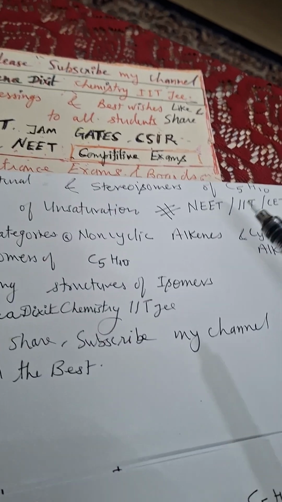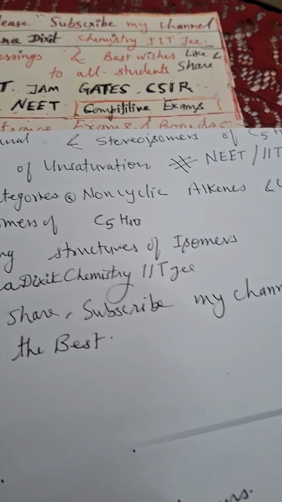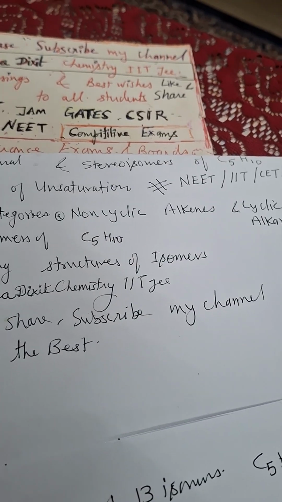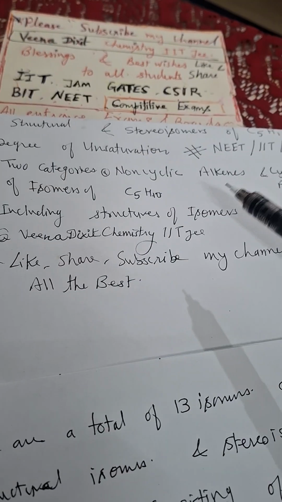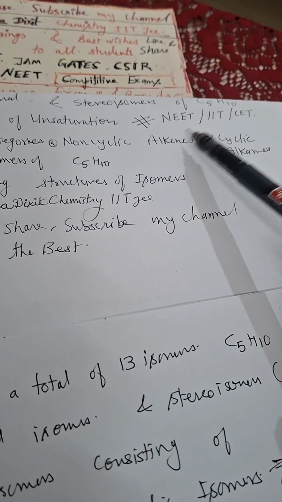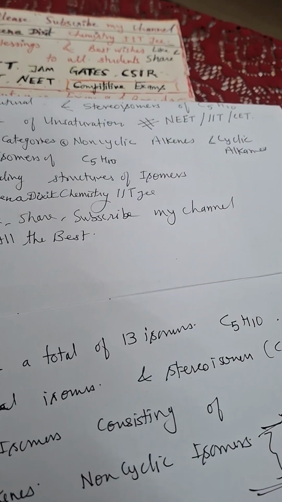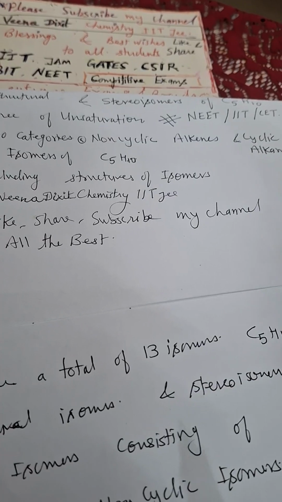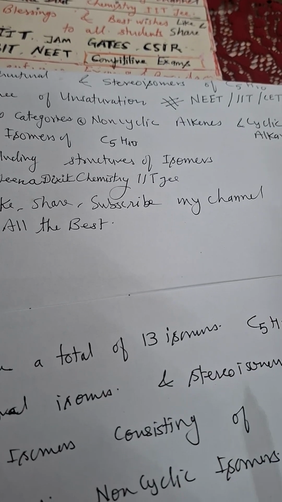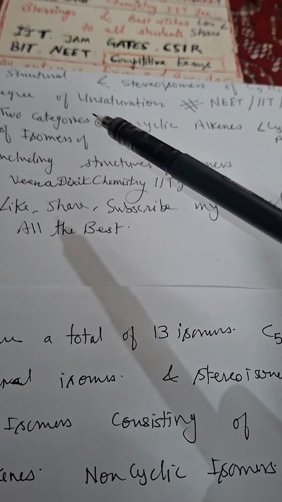Here we discuss structural and stereoisomers of molecular formula C5H10. Generally we call it pentene. We have to draw the structures of structural isomers of C5H10. It is very helpful in NEET, IIT and many other competitive exams, and this is applicable for all students going for IIT or medical entrance exams.